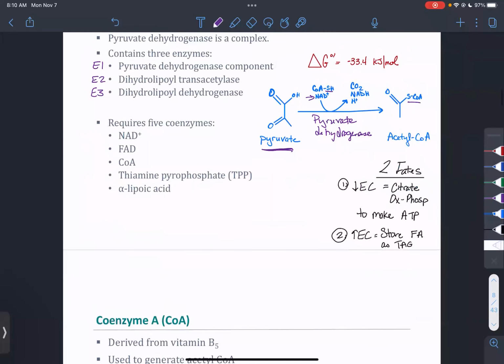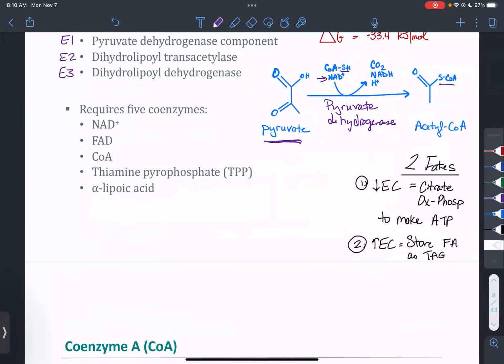Okay, so if we have a low energy charge, we said we're going to go through citrate and oxidative phosphorylation. We're going to make ATP. If not, then our energy charge is high. We don't really need all this. And so we're going to skip citrate, and we're going to turn those acetyl units into things to store fatty acids.